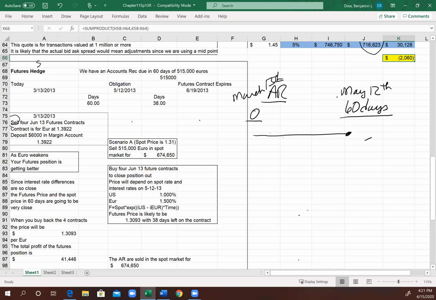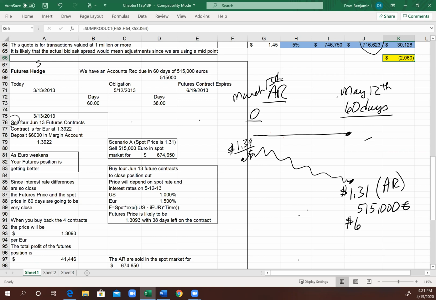If we were at $1.39 and change, and maybe we noticed that the euro went down. Let's suppose it went down to $1.31. If it goes down to $1.31, then our accounts receivable, which is 515,000 euros, is now worth, at $1.31, $674,650.